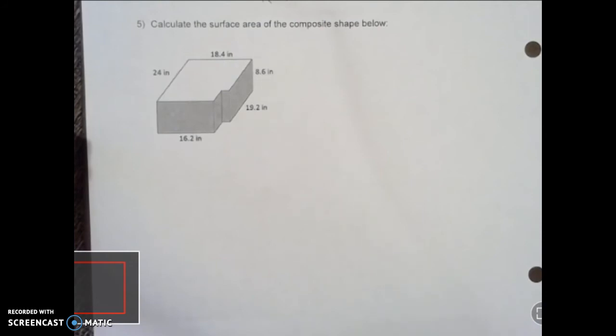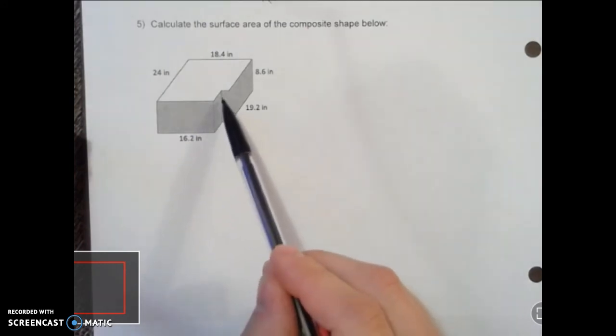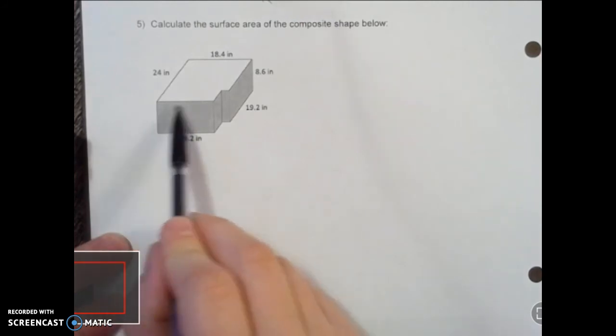In example 5, we have another composite shape whose surface area we're trying to find, and this one's a little more complicated than the last one that we looked at because it's got this little piece here, if we look in the corner, that's been cut out, and so that's going to lead to a number of different faces whose areas we're going to have to find, so we're going to be a little strategic about how we do this. We're going to start by looking at the front face here.